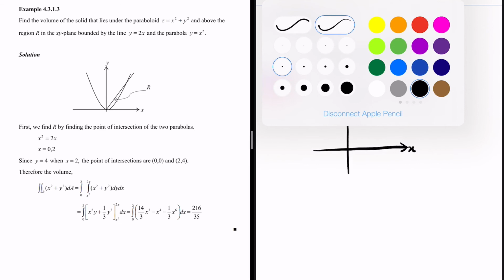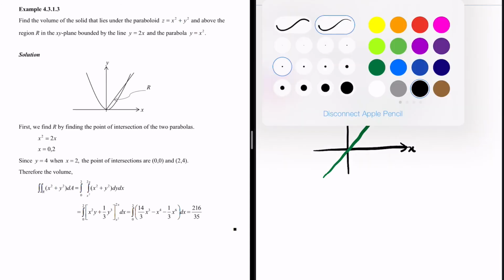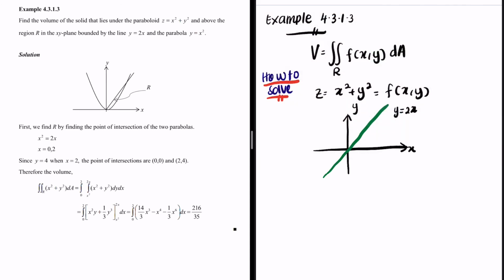So again, I'm going to use a different color to illustrate a different curve, which is y is equal to x squared. So this is the equation y is equal to 2x, and y is equal to x squared. Again, the keyword here is region R bounded by these three conditions: the xy plane, y is equal to 2x and y is equal to x squared. Therefore, this is your region R.